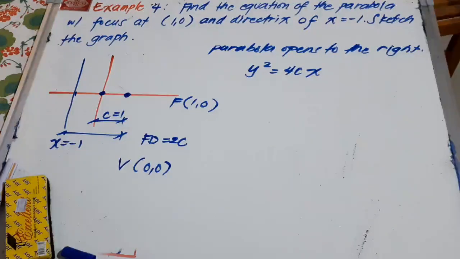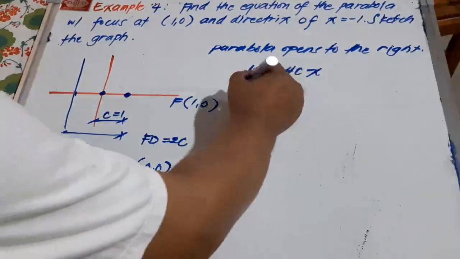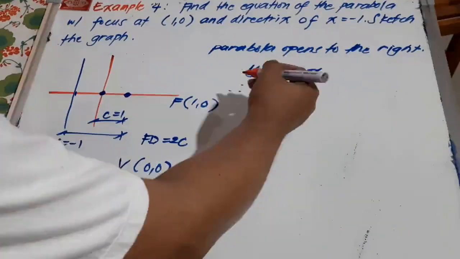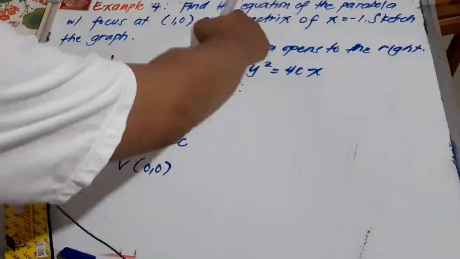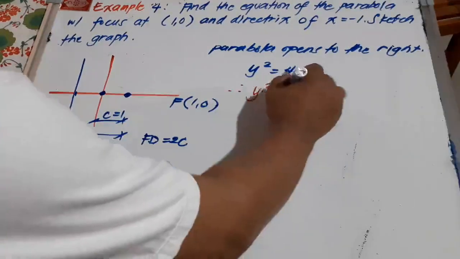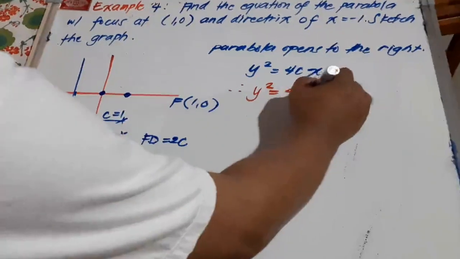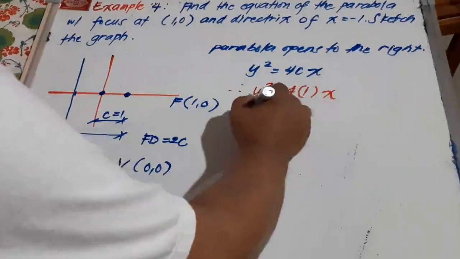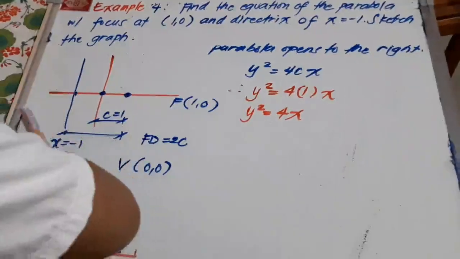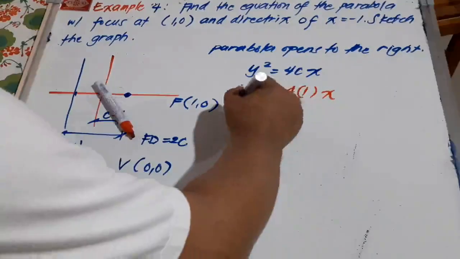And the answer in this example para sa equation ng parabola will be, just substitute the value of c, which is 1, to this equation. That is our answer to the equation of the parabola. We have y squared equals 4 times c, which is 1, x. Therefore, y squared equals 4x. So that is the equation of this parabola.